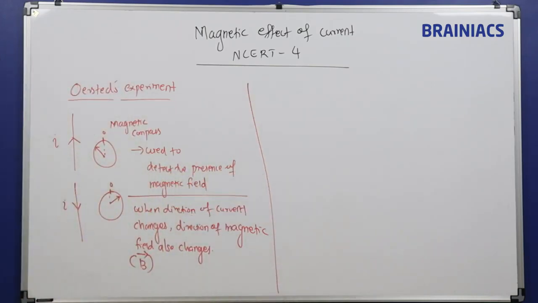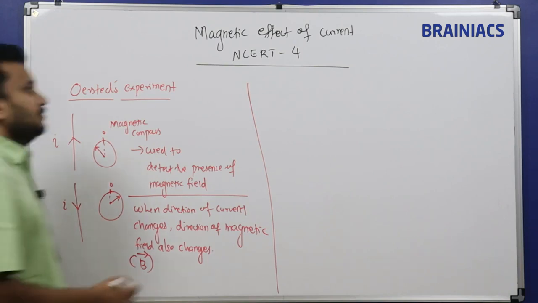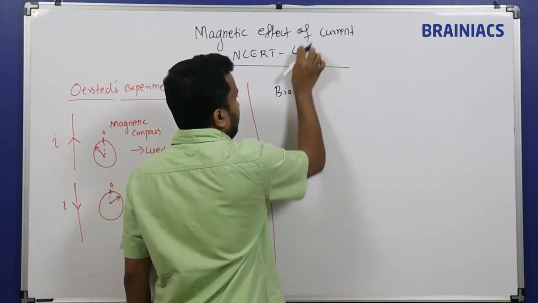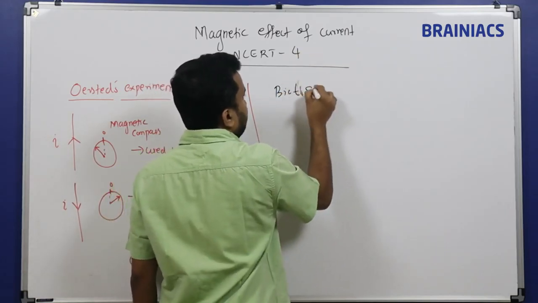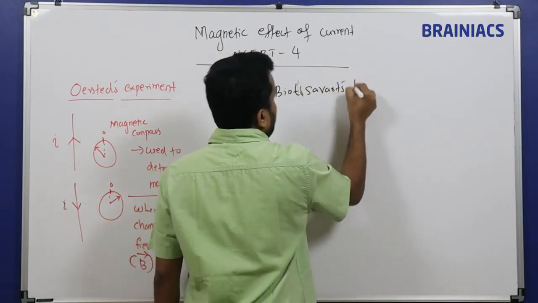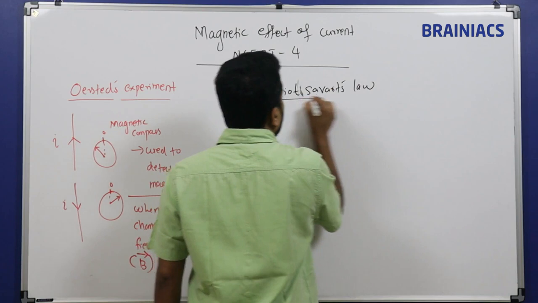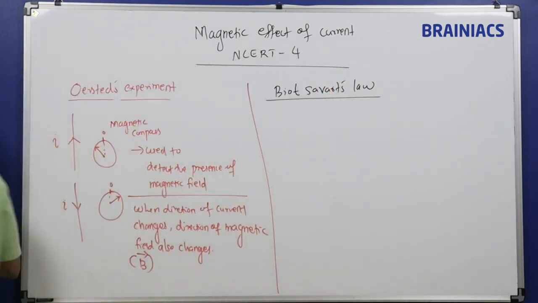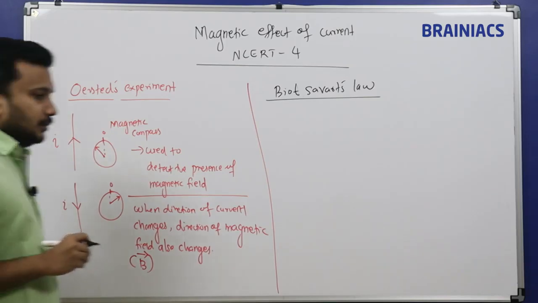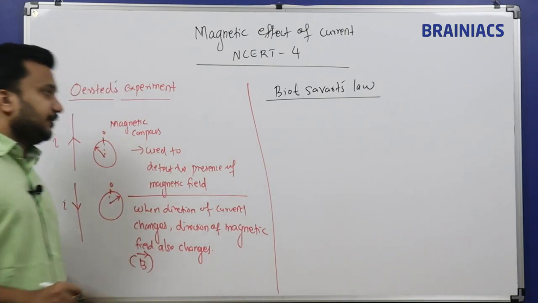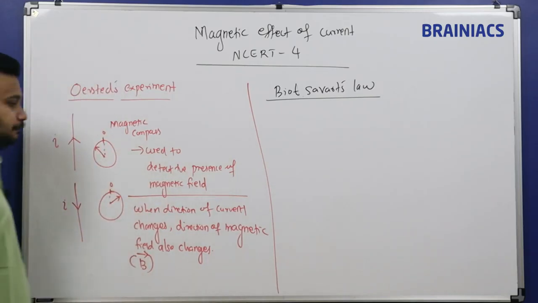Next, we are moving to the next topic, and the next topic is called Biot-Savart's law. Biot-Savart's law, B-I-O-T. Okay. So what is called Biot-Savart's law? Biot-Savart's law is a law which is related to finding the magnetic field intensity.